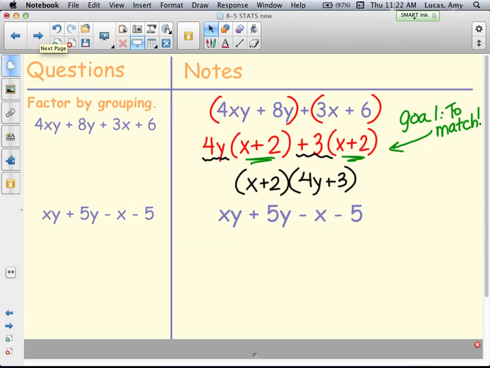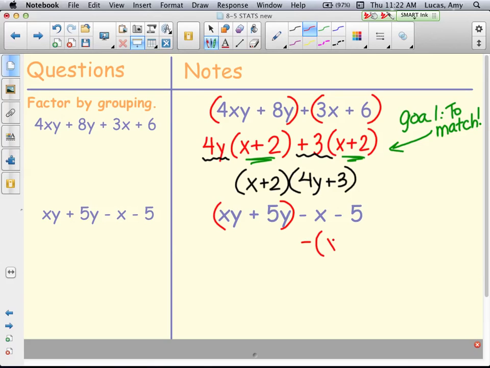Okay, the next one, we're going to factor by grouping on this one. This one is pretty tricky though, because if I put some parentheses around this, looking at that next one, I can't just put parentheses around it because it's got a minus. And I want you to remember that this would not be equivalent. It would not be equivalent.